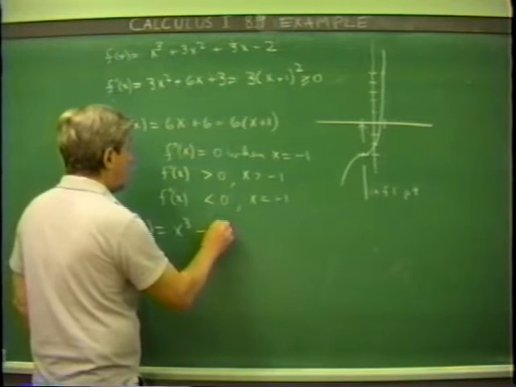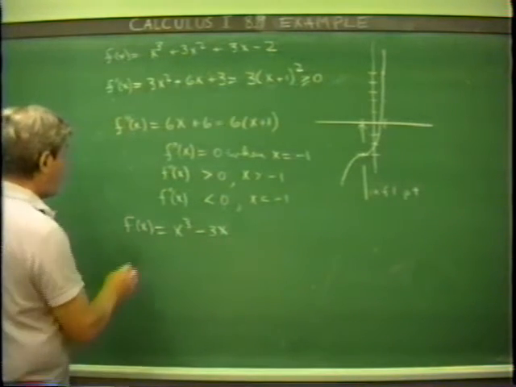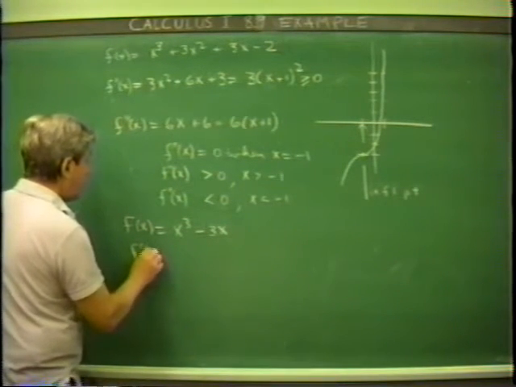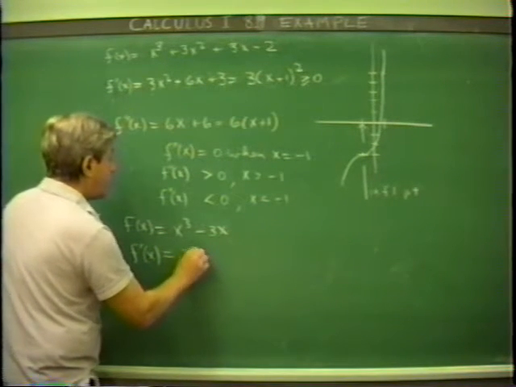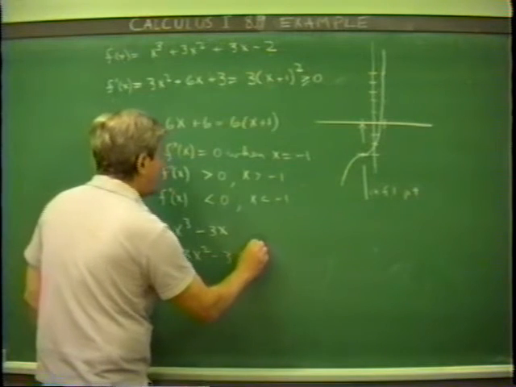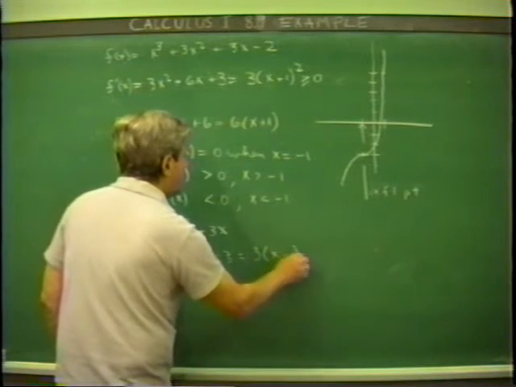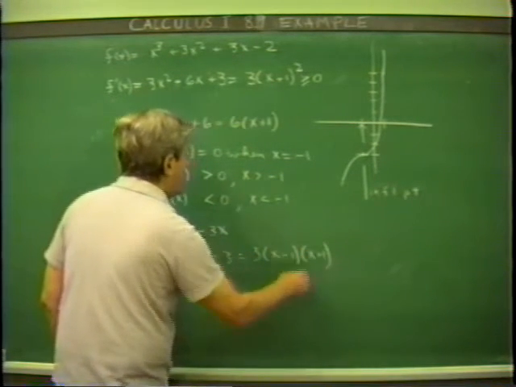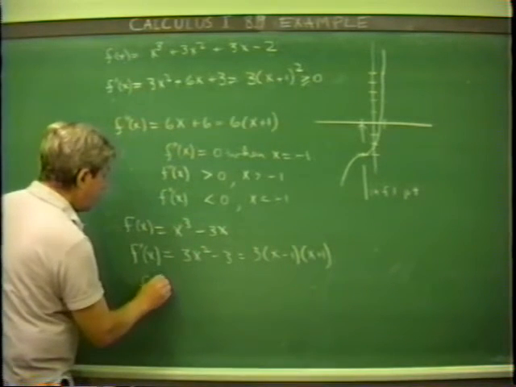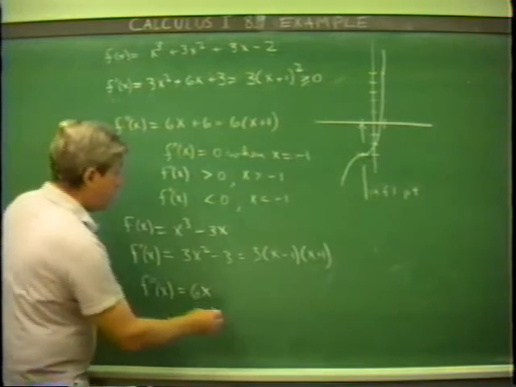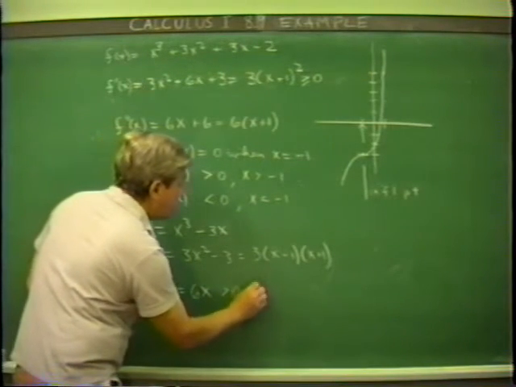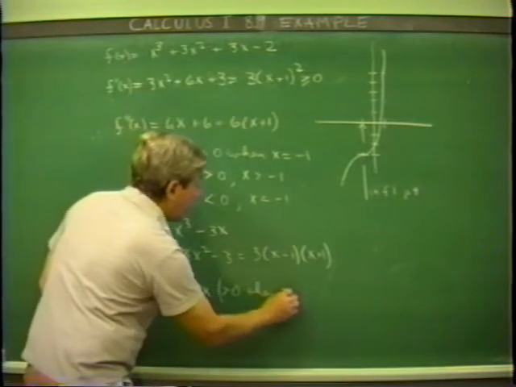Let's look at another example. Let's look at f of x equals x cubed minus 3x. The derivative of f, again a simple example, is 3x squared minus 3, which is 3 times x minus 1 times x plus 1. And the second derivative of f is equal to 6x.